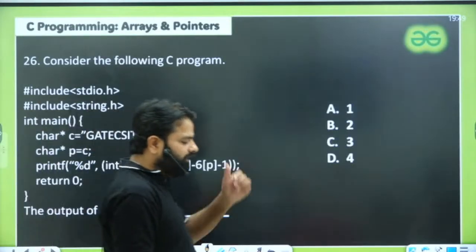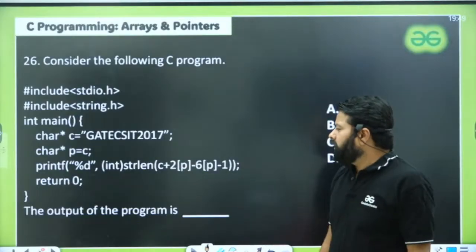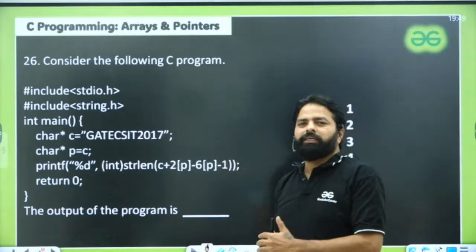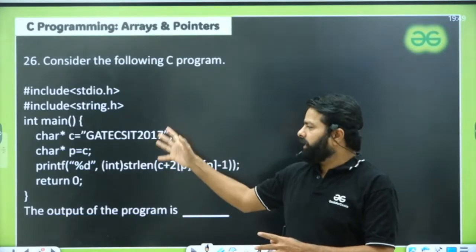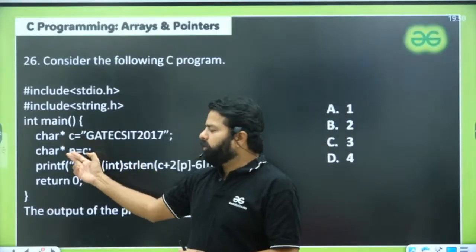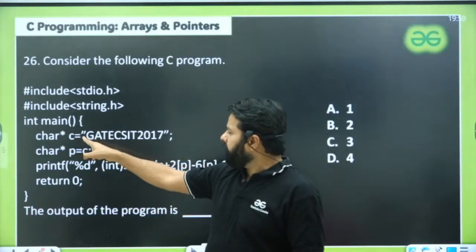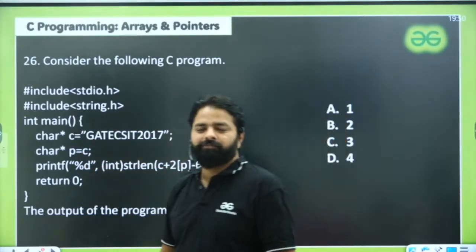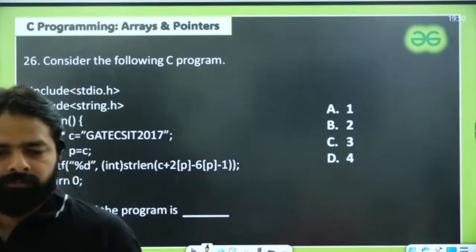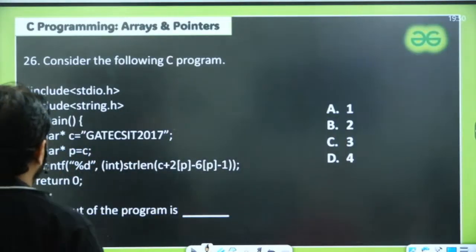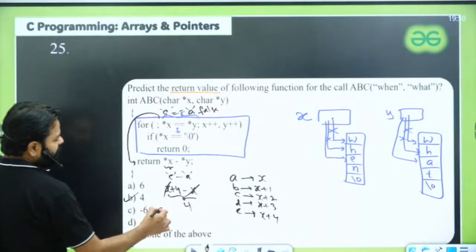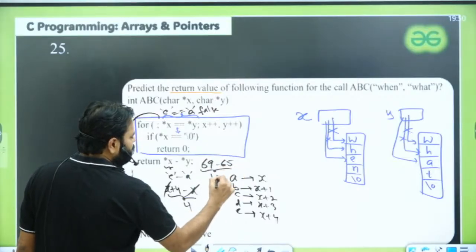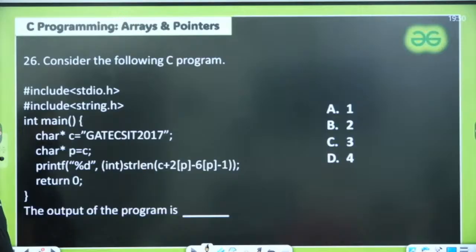This is a 2017 GATE question. Again, you have an array and a pointer pointing to an element of the array. Of course, both are character pointers, but one character pointer points to the string and the other points to an element of that string. If you know the ASCII values, you can answer directly: 69 minus 65, which is equal to 4. That's good.